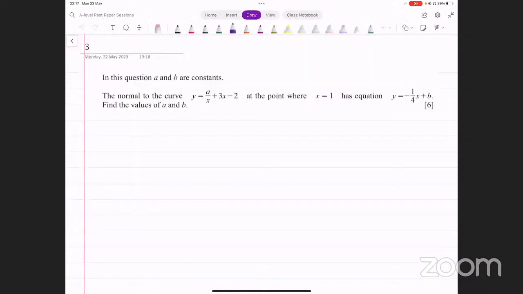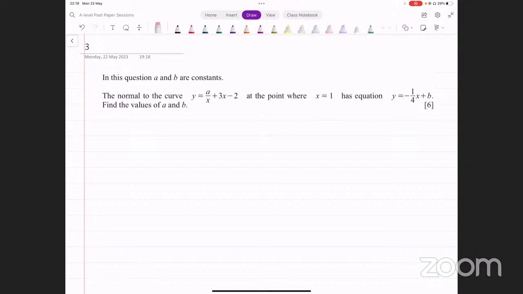Okay, so it says in this question, a and b are constants. The normal to the curve y equals a over x plus 3x minus 2 at the point where x equals 1 has equation y equals minus 1 over 4x plus b. We need to find the values of a and b. Now, how do we think about this? We're given that a and b are constants. The normal to the curve at this point, x equals 1, has this equation.